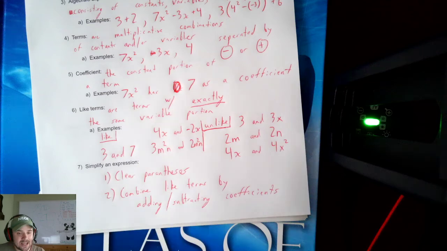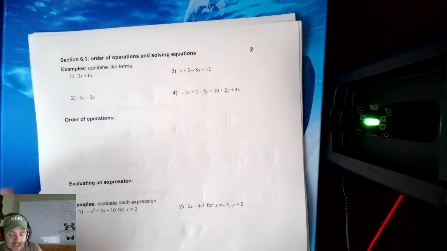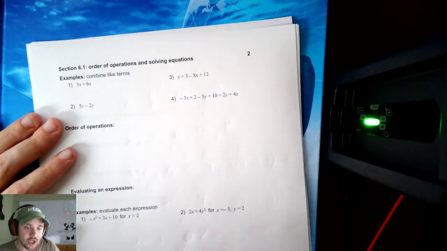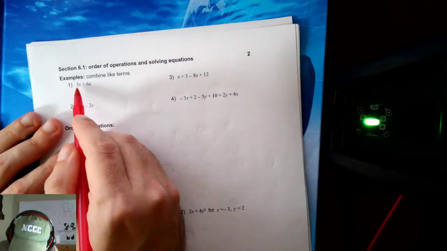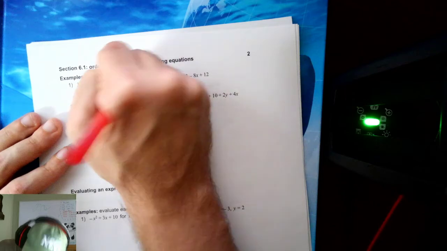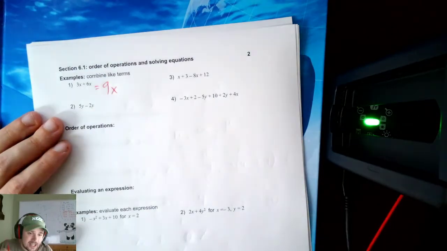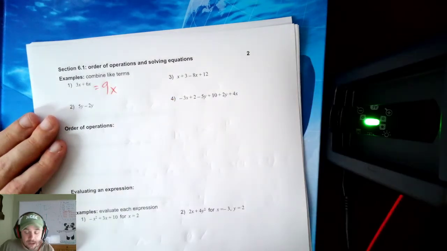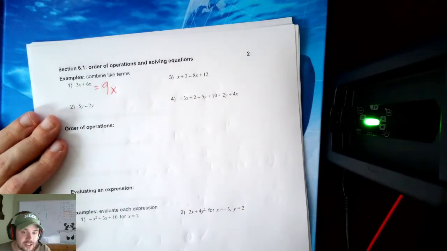I think the best way to see how to simplify expressions is with some examples. So let's do some examples. Let's combine some like terms. 3x plus 6x. Those are like terms. They're both x's. What is 3 plus 6? Well, hopefully we all agree it's 9, and I keep the x. The x does not change. Your term will still have the same variable. You're just combining the coefficients.